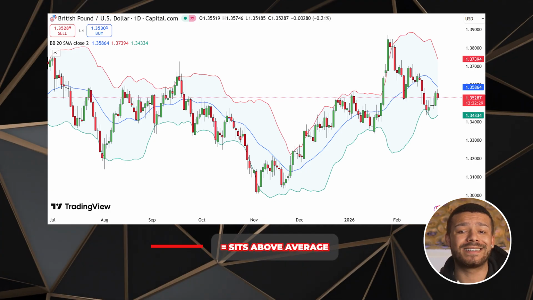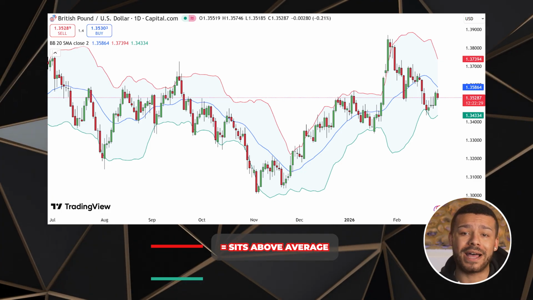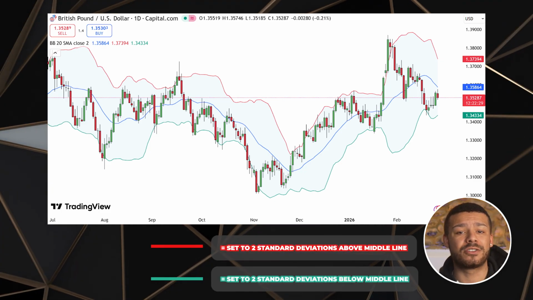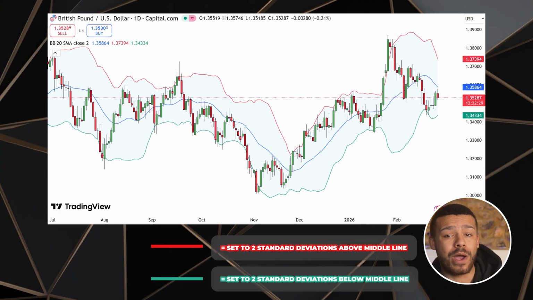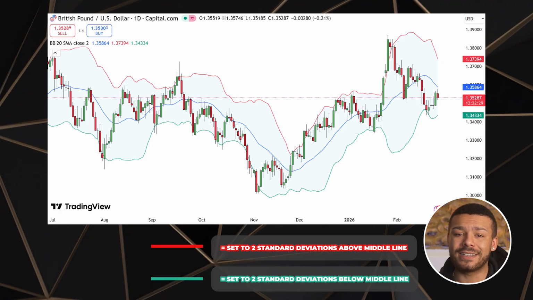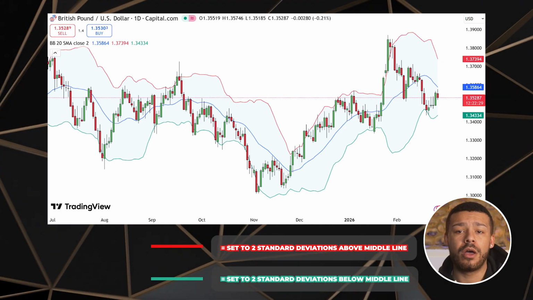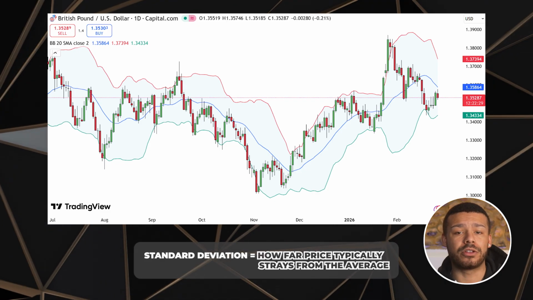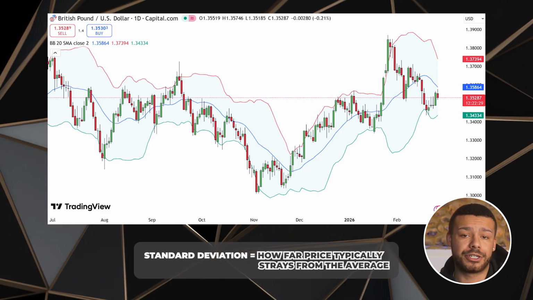The upper band sits above the average. The lower band sits below it. Both are set to 2 standard deviations away from the middle line. Now, standard deviations sounds technical, but all it really means is how far does price typically stray from the average. The bands are essentially drawing a boundary and saying, based on recent history, price usually stays within this range.